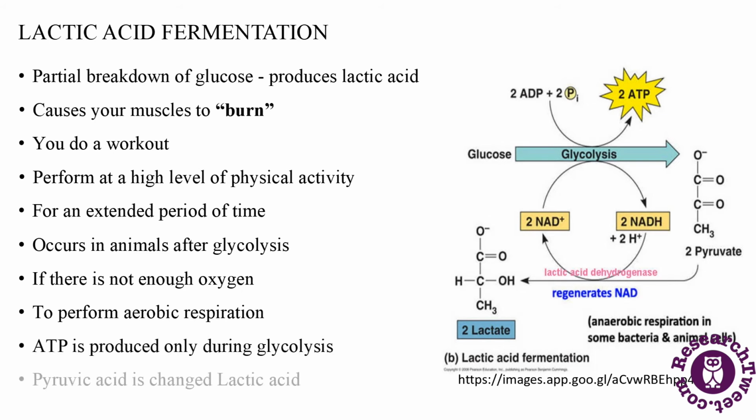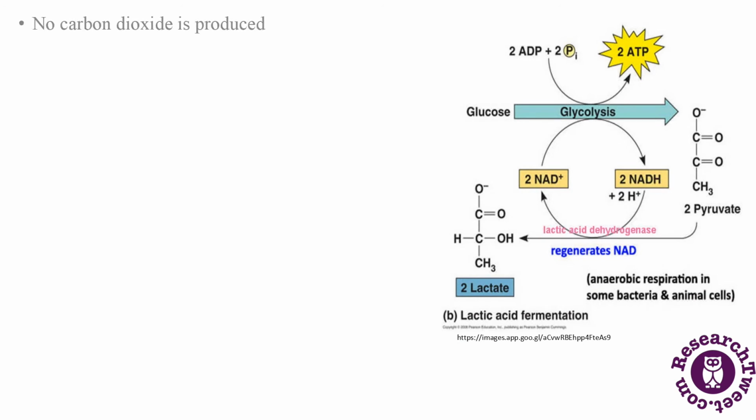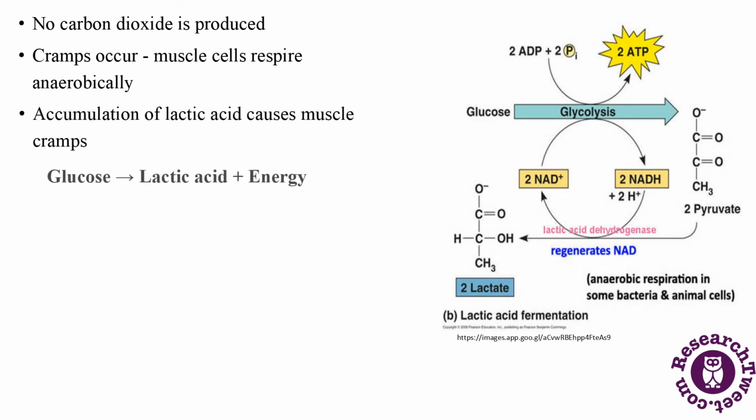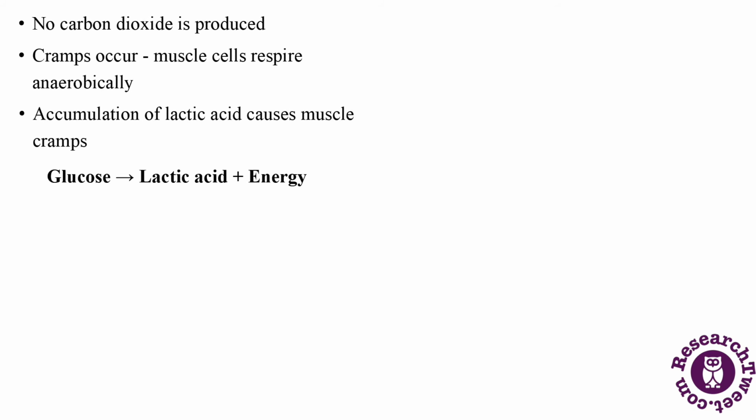One 3-carbon molecule, pyruvic acid, is changed into another 3-carbon molecule, lactic acid, and no carbon dioxide is produced like during other forms of respiration. Cramps occur when muscle cells respire anaerobically. The accumulation of lactic acid causes muscle cramps. So, the overall reaction of lactic acid fermentation is: glucose is converted into lactic acid plus energy.